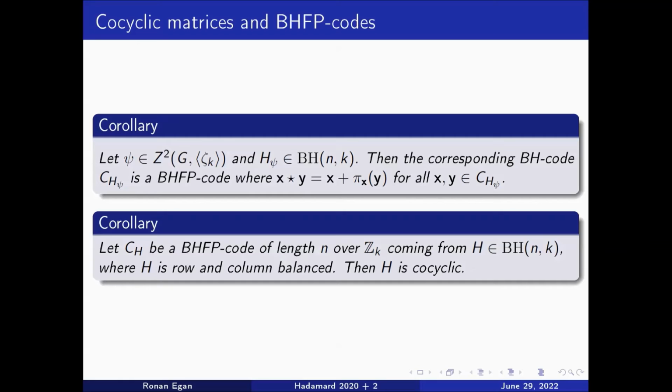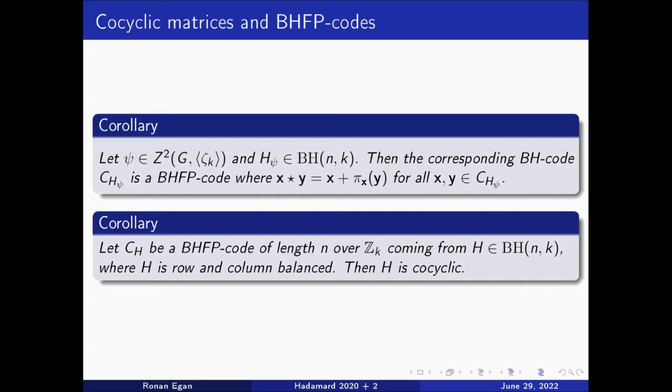And we can almost go the other direction, but not quite. If we start off with a Butson Hadamard full propylinear code, as long as we have this extra condition that the matrix is row and column balanced, then we can also say that the matrix is cocyclic. So by row and column balanced, what I mean is that every one of the kth roots of unity appears equally often in every row or column, with the exception of the first row and first column if you normalize the matrix.